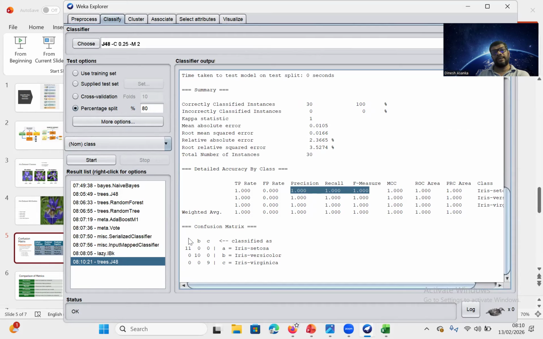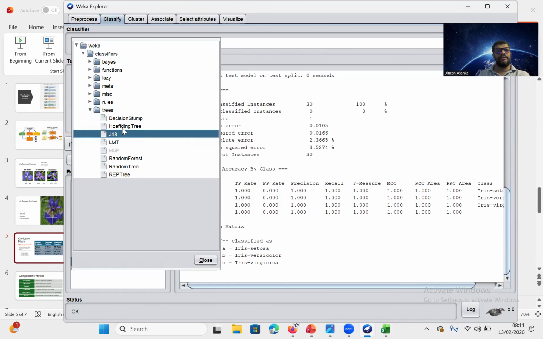And here, if you look at the confusion matrix, all numbers are aligned on this diagonal, which means this 11, 10, 9, you add them up together, that will end up with 30, and all are correctly predicted.